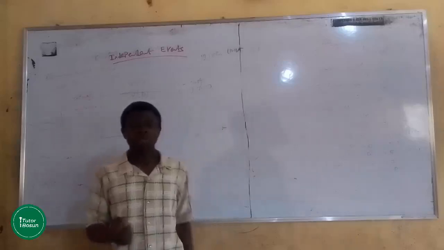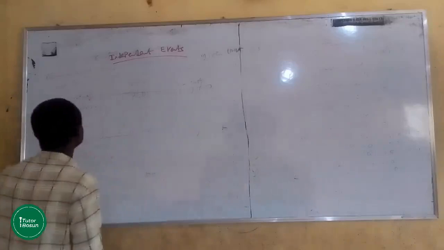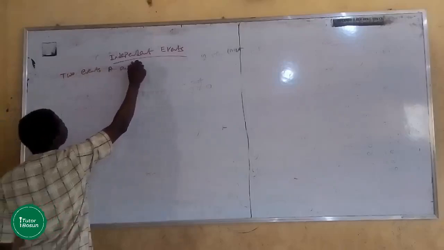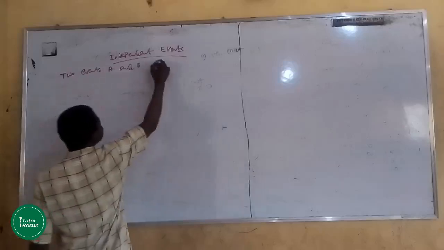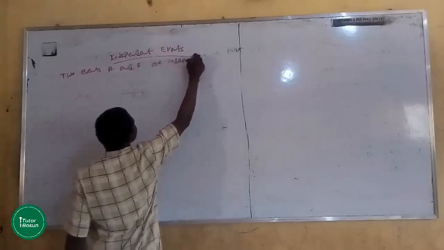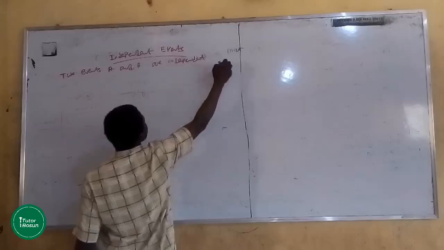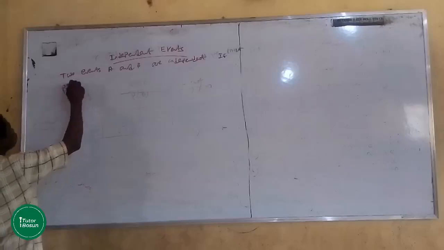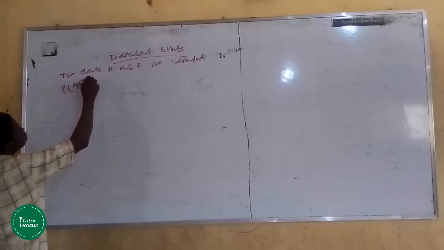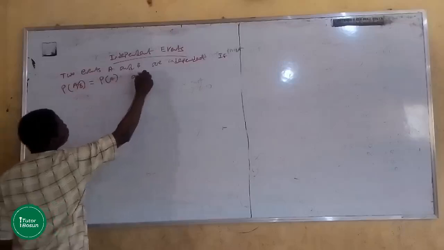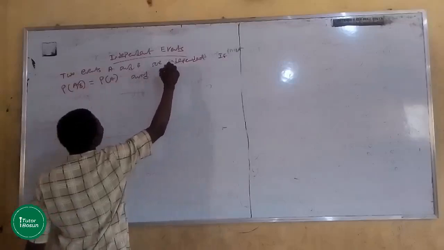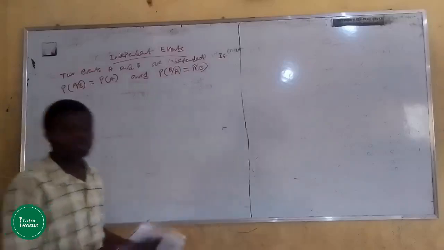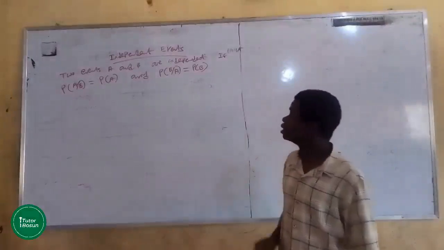So the theorem of independent events says that if we have two events A and B, say two events A and B are independent, if the conditional probability of A given B is equal to the probability of A, and the conditional probability of B given A is equal to the probability of B. If these two things are satisfied, definitely the two events are independent events.